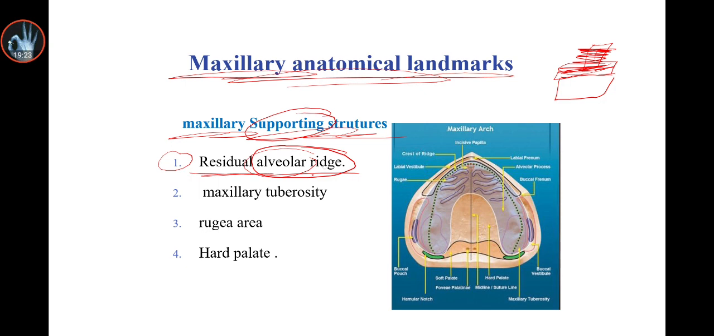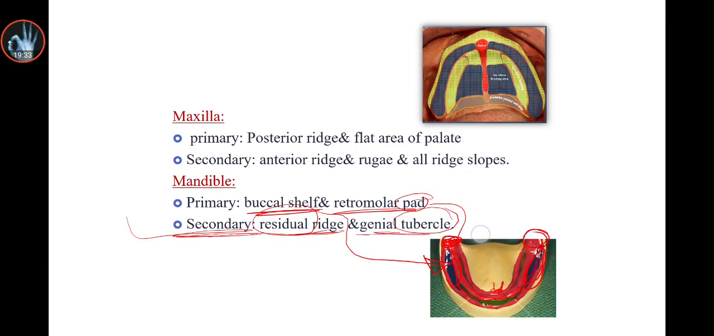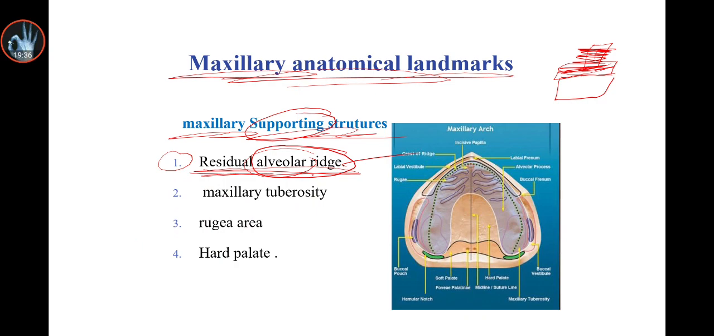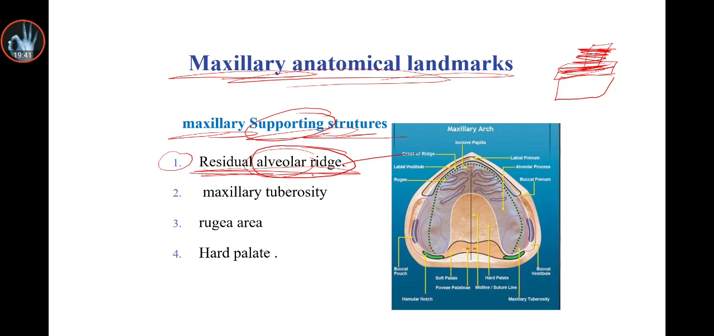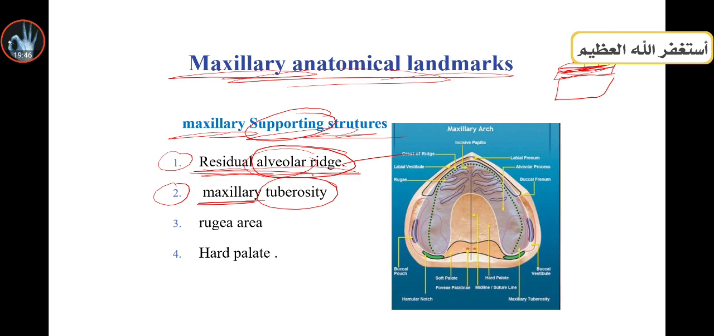Like for the upper jaw, the maxillary, the posterior part of the residual alveolar ridge is a primary stress bearing area, as we described on this slide. Okay, so what concerns us now is that the supporting structures are the residual alveolar ridge and the maxillary tuberosity. The maxillary tuberosity is the back side of the ridge. It's like this, this is the maxillary tuberosity here. Okay, this is the maxillary tuberosity and here is the maxillary tuberosity.